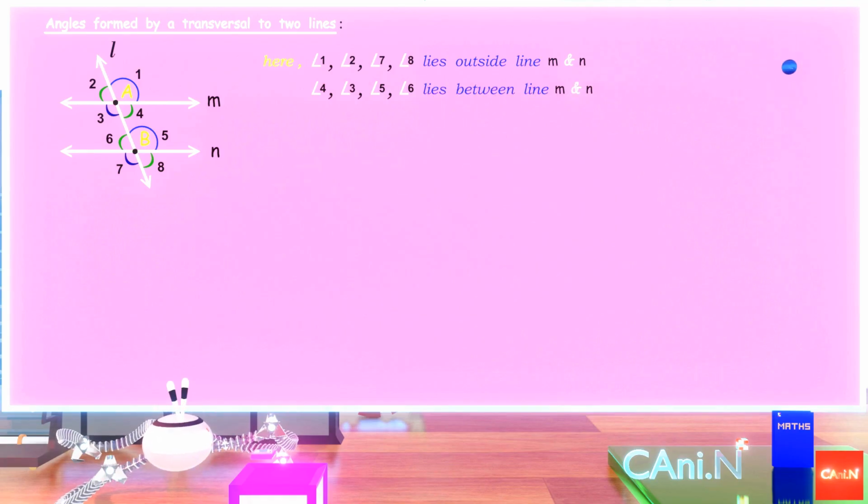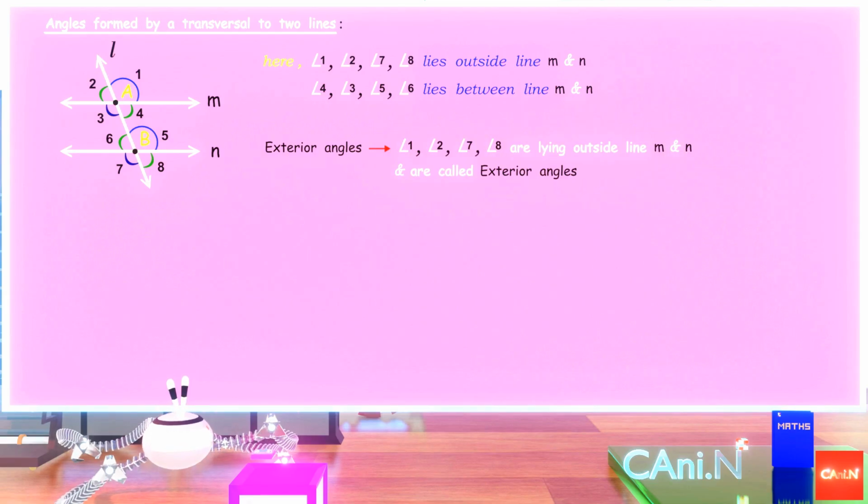Here we can observe, angles 1, 2, 7, and 8 lie outside lines M and N. And angles 4, 3, 5, and 6 lie between lines M and N. So, exterior angles: angles 1, 2, 7, and 8 are lying outside lines M and N and are called exterior angles. Interior angles: angles 4, 3, 5, and 6 are lying between lines M and N and are called interior angles.